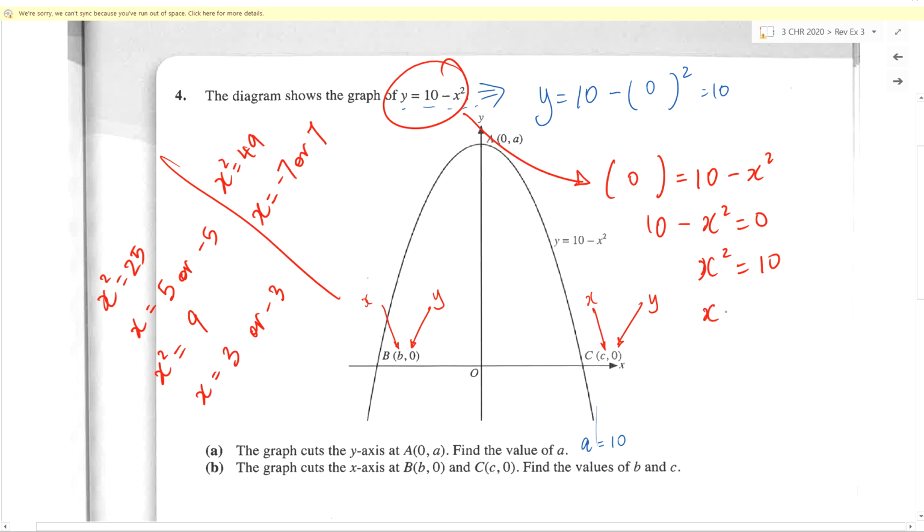Okay, now x squared equals to 10. X must be plus minus square root of 10. Whatever that value is, square root 10, 3.1622. So x equals to 3.1622 or negative 3.1622. These are our two values of x.